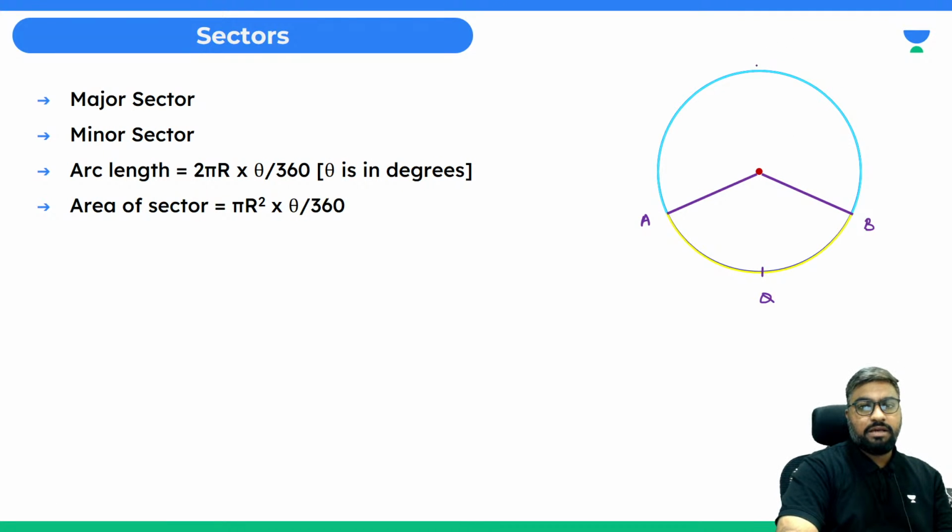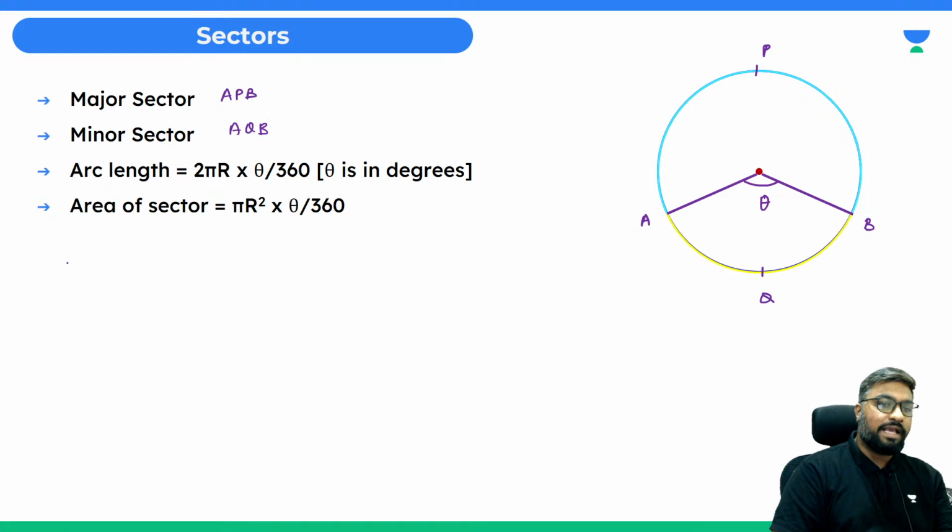APB will be the major sector and AQB will be the minor sector. Yes, this is the angle subtended at the center by the arc. This angle is very important. ये जो central angle है ये बहुत ज़्यादा ज़रूरी है.